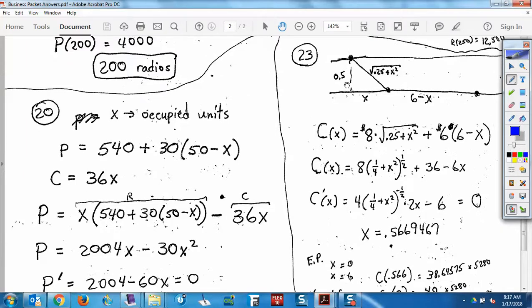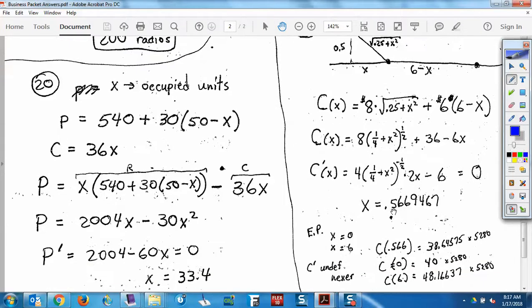So this would just be the square root of 0.5 squared plus X squared. Take that times $8 a foot. 6 minus X on the land is cheaper, so that's $6 a foot. You add those together, that's your total cost. And then you're trying to minimize that, so do the derivative and set it equal to 0.